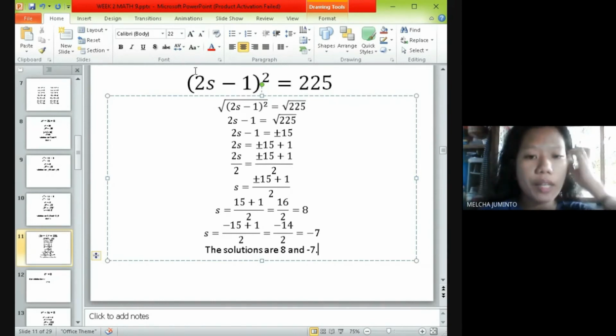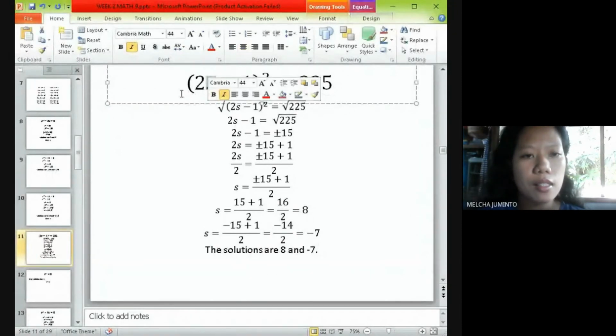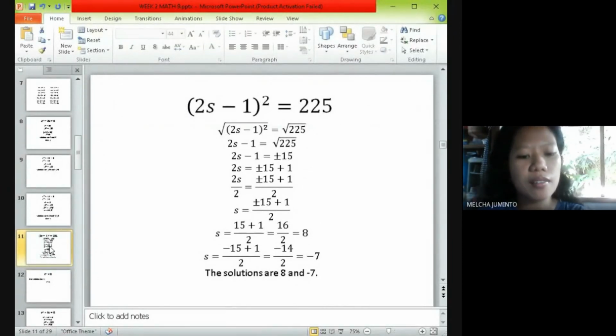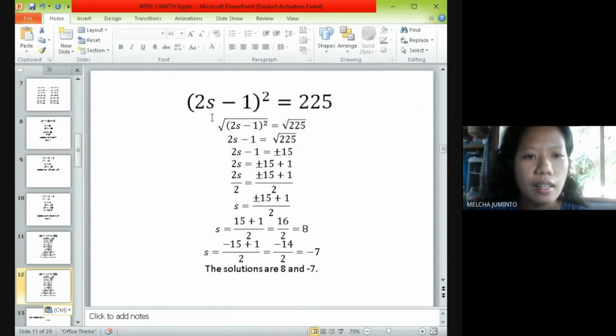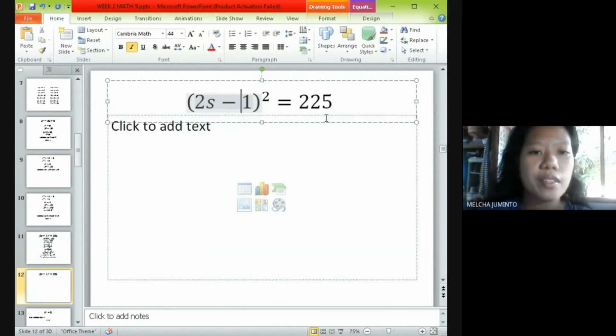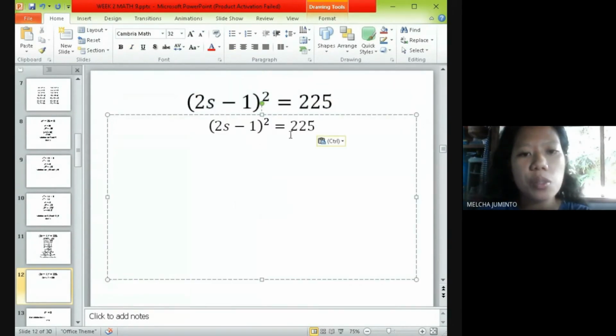Okay, how can we check if these answers are correct? To check if 8 and negative 7 are solutions for this equation, you just need to replace them in the value of s. So let me show you how to check if the solutions are correct. We will use the exact same equation, which is the given, the quantity 2s minus 1 squared equals 225.